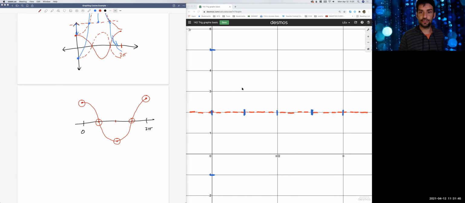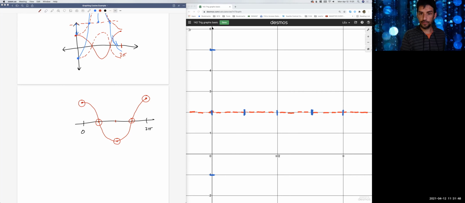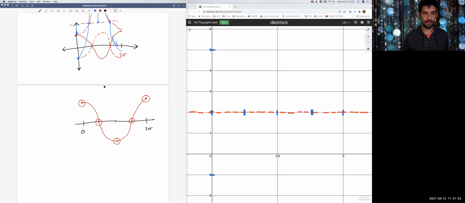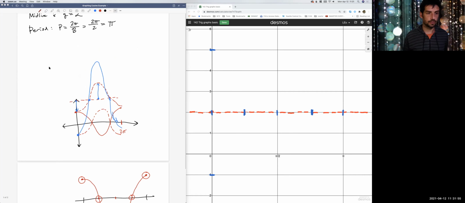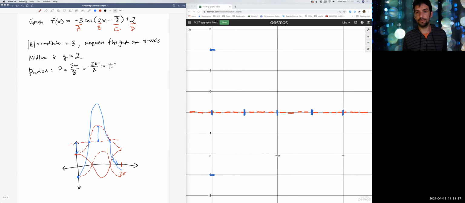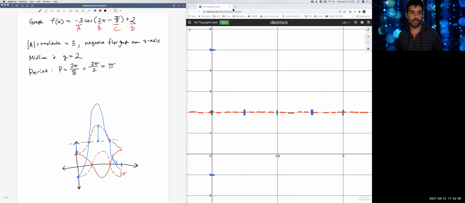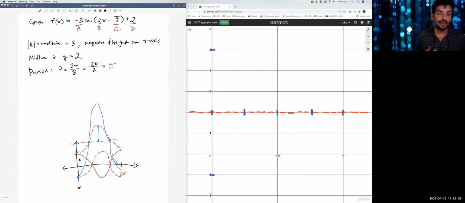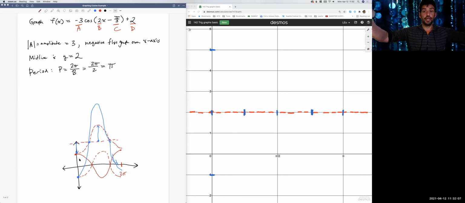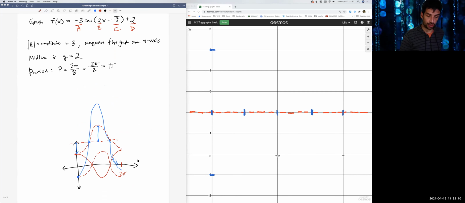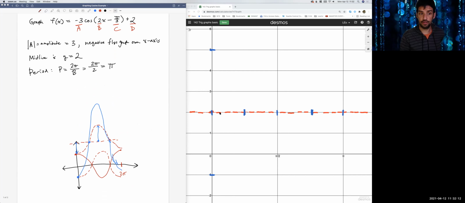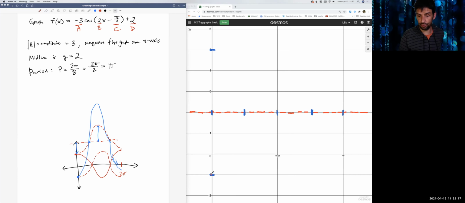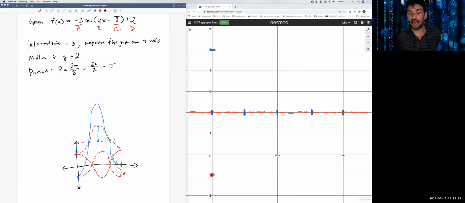So let's go ahead and do this. I'll do the graph in red. At the beginning of the period, let's go back up to our information. At the beginning of the period, where should my graph be? Well, normally at the beginning of the period, cosine is at its maximum, but we flipped it and stretched it, and so it's at its minimum. We flipped it over and we also stretched it. So at the beginning of this whole thing, it's now at a minimum.